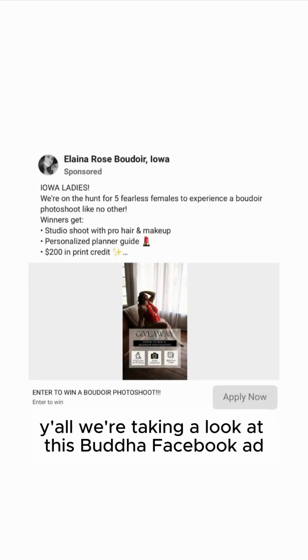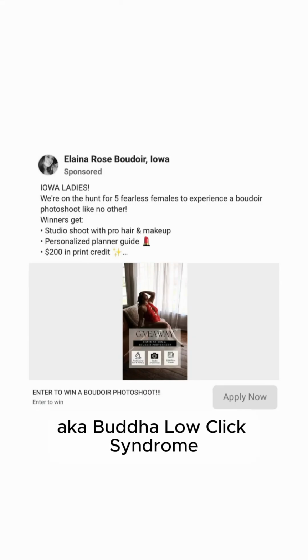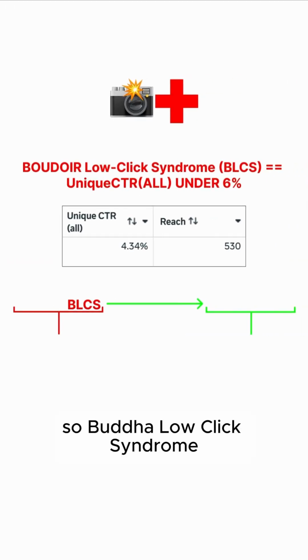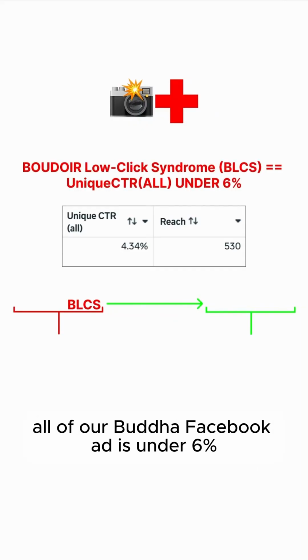All right, y'all, we're taking a look at this Boudoir Facebook ad. We're going to diagnose it, see if we believe it has BLCS, aka Boudoir low click syndrome. Boudoir low click syndrome, BLCS, is when the unique CTR all of our Boudoir Facebook ad is under 6%.